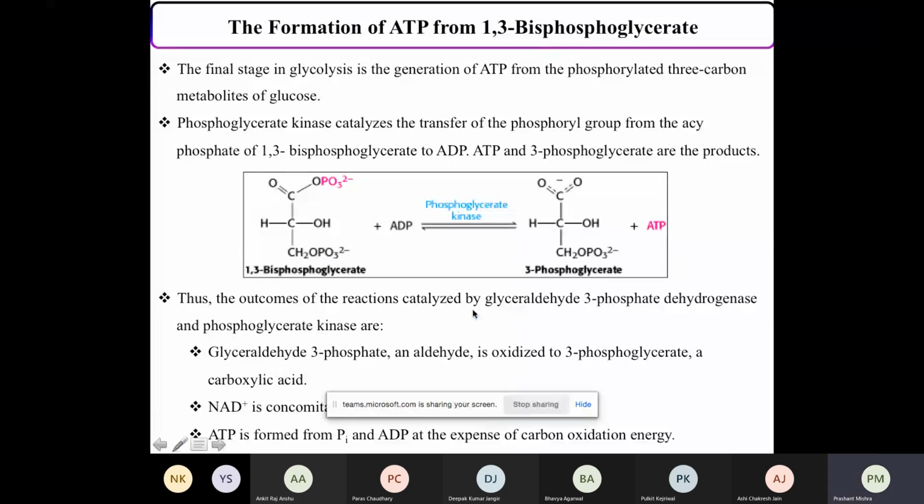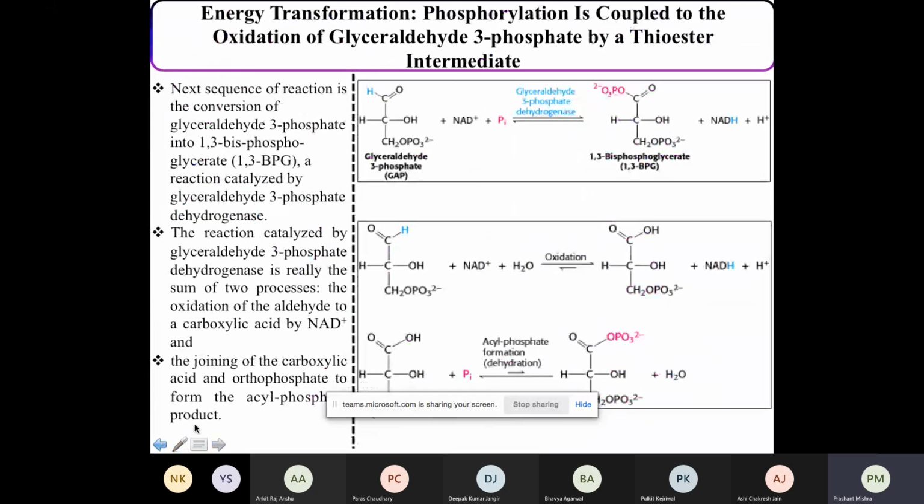So the outcome of the reactions catalyzed by glyceraldehyde 3-phosphate dehydrogenase and phosphoglycerate kinase: I'm taking the sum of these 2 reactions, the previous step and this step. Now glyceraldehyde 3-phosphate, which was an aldehyde, is oxidized to 3-phosphoglycerate, and NAD is converted into NADH, and ATP is formed from ADP and Pi. So ATP is formed in this step, and in the previous step, you have already seen NADH and the formation of a high energy rich molecule.